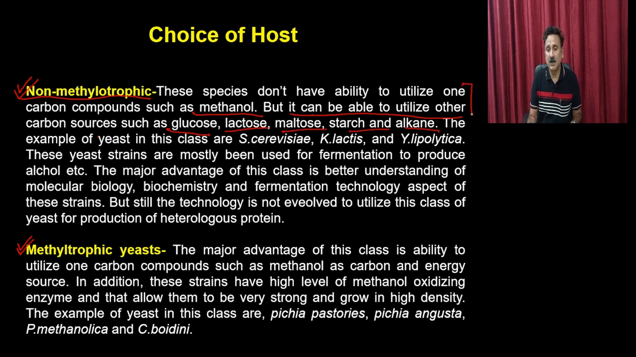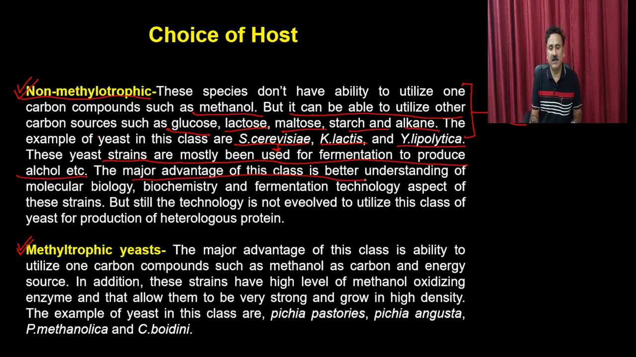This means these are the species which are going to be used for bread fermentation, right? So, non-methylotrophic yeast hosts are good in that they do not utilize methanol, but they utilize other carbon sources. Examples of this class are S. cerevisiae, the yeast which is called bread yeast, or K. lactis and Y. lipolytica. These yeast strains are most often used for fermentation to produce alcohol.